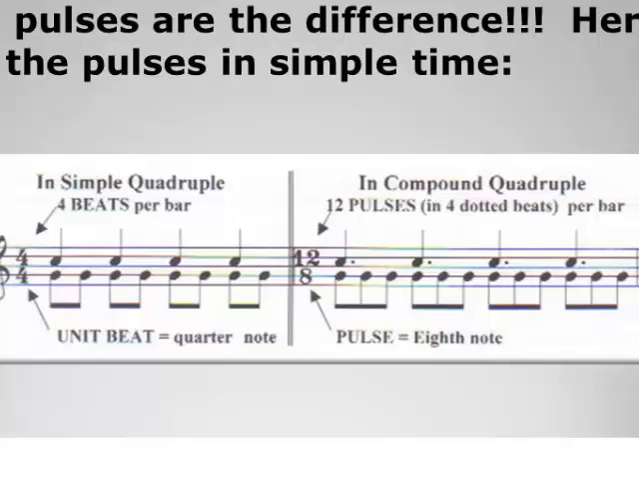In this slide, you see a sample of simple quadruple, 4/4 time. The unit beat is a quarter note, and we have 4 quarter notes in each measure. We have 4 beats in the measure with a quarter note getting 1 beat. In compound time, we have 12 pulses in each measure, and the eighth note is 1 pulse. When we group our notes together, we discover that we have 4 unit beats, and the unit beat is a dotted quarter note. Here's the difference in the sounds.